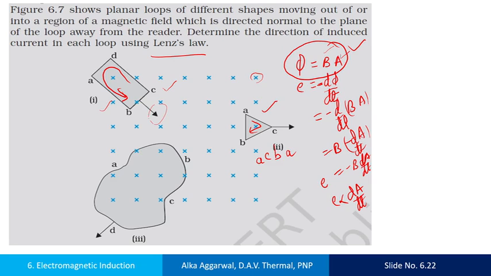Similarly, in the third case, the loop is going out of the magnetic field. Flux linked with the coil decreases. So the induced current will support the flux. So the thumb is in the inward direction and the curl of the fingers gives the induced current, and it is in clockwise direction. That is A, B, C, D.